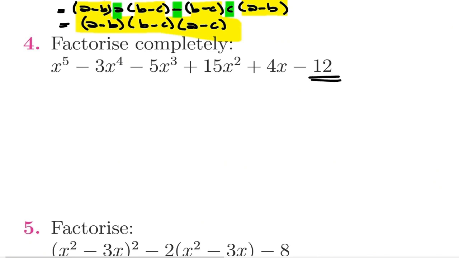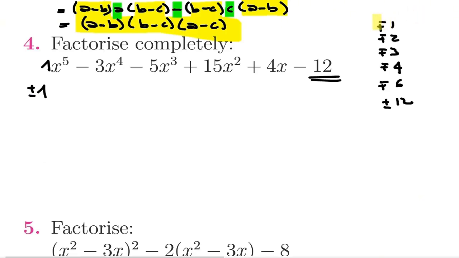First, let's try to find a root. Our constant term at the end is minus 12. We're going to consider all its possible factors, both positive and negative. So, plus or minus 1, plus or minus 2, plus or minus 3, plus or minus 4, plus or minus 6, plus or minus 12. We're going to consider all possible factors of the leading coefficient as well, 1 and minus 1.